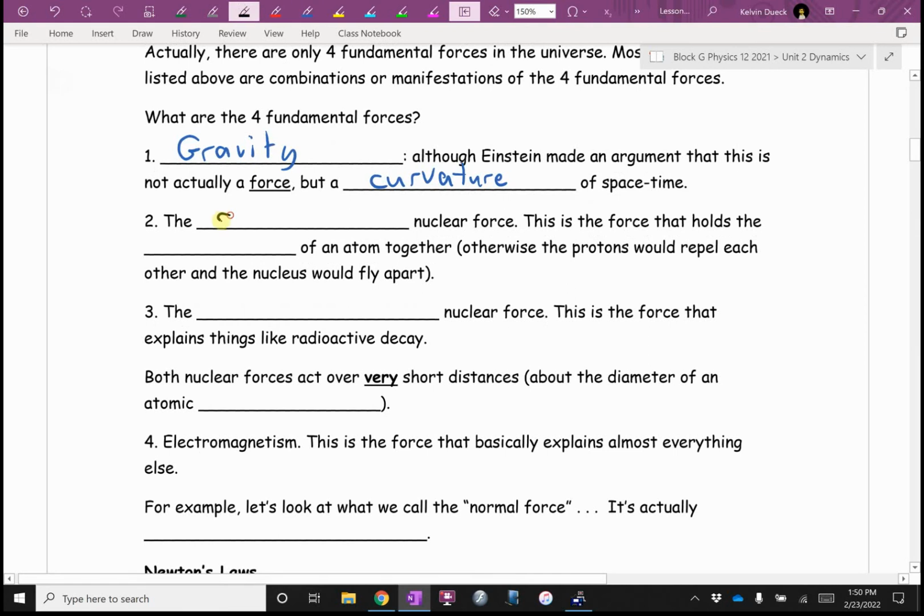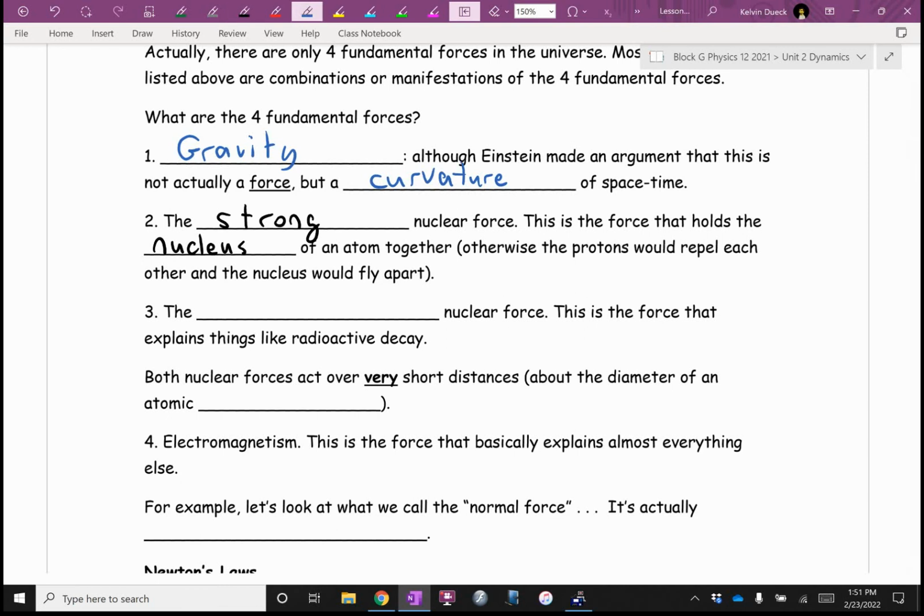There's something called the strong nuclear force, sometimes just called the strong force. This is what holds the nucleus of an atom together. You learned maybe in Science 9 that like charges repel. Protons are like charges, and they are repelling each other. What prevents the nucleus from flying apart? The strong nuclear force.